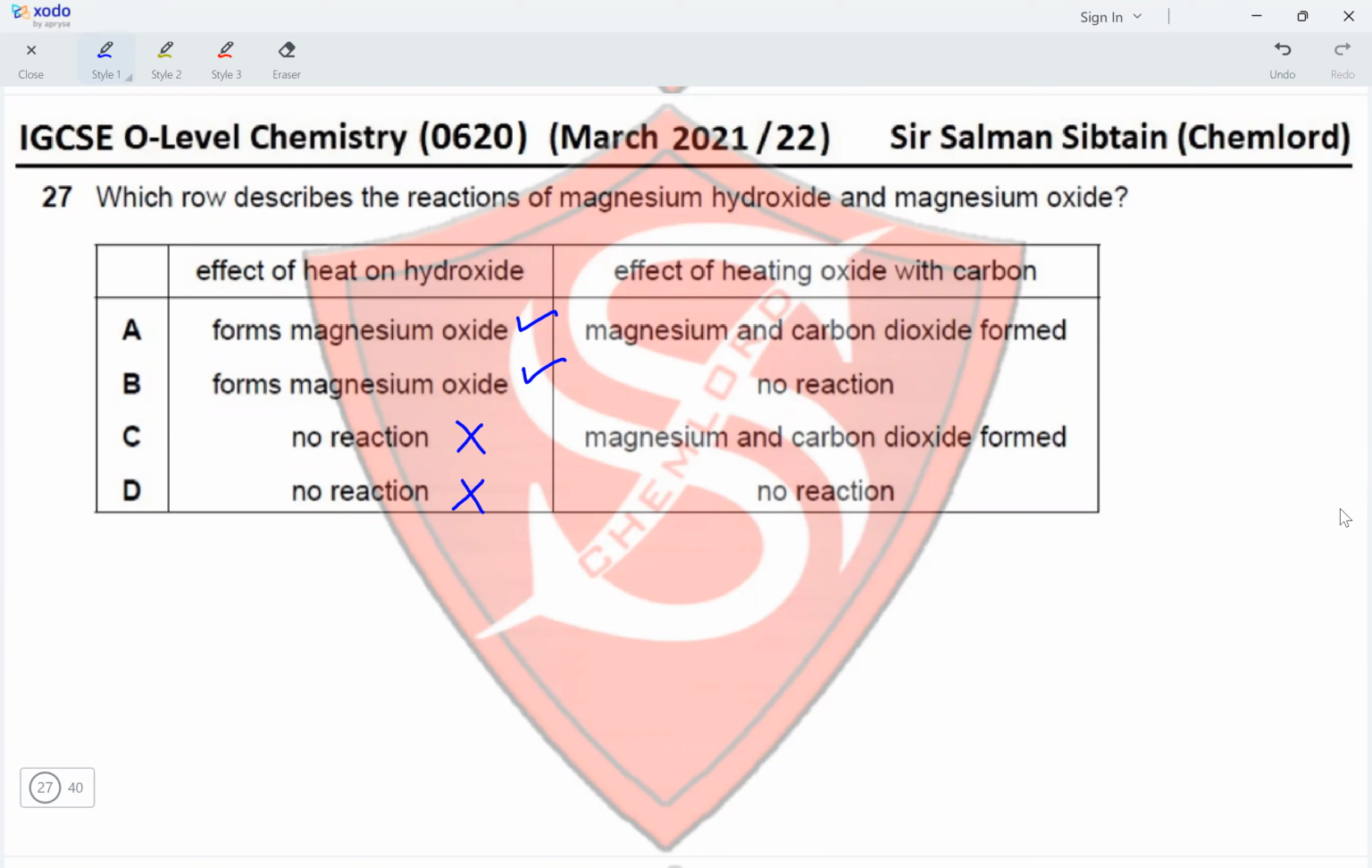And the effect of heating oxide with carbon. Since magnesium is more reactive than carbon, magnesium oxide will not react with carbon. So this eliminates option A, making option B the correct option for this question.